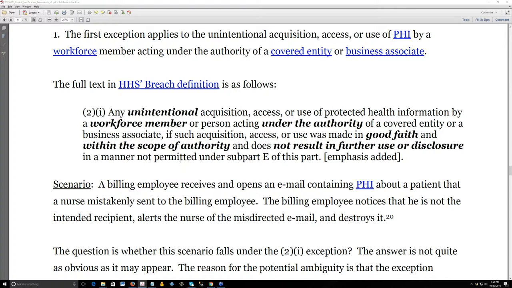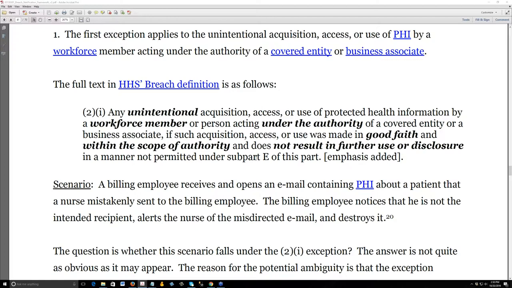Unfortunately, these are regulations, and people that write regulations write in all this legalese. So they could have said it doesn't violate the privacy rule, but they said it doesn't violate subpart E, and you've got to know that subpart E is the privacy rule, okay? But this is one of the exceptions.